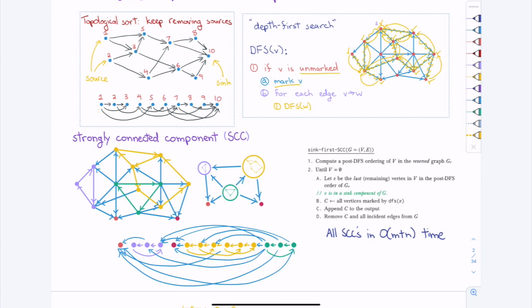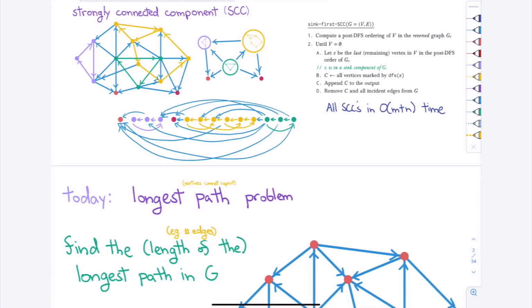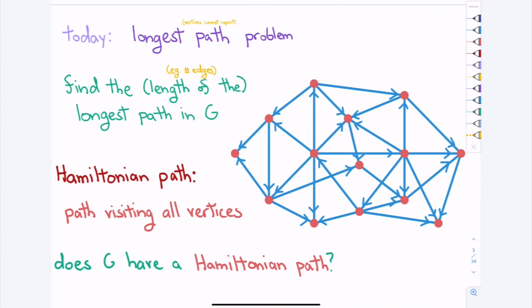All right, so today we'll keep focusing on directed graphs, and the primary topic of today's discussion is what's called the longest path problem. Just to be explicit, by path I specifically mean a vertex cannot repeat. A walk is just a generic kind of going from point A to point B. When I say path, I specifically mean a simple path where none of the vertices repeat.